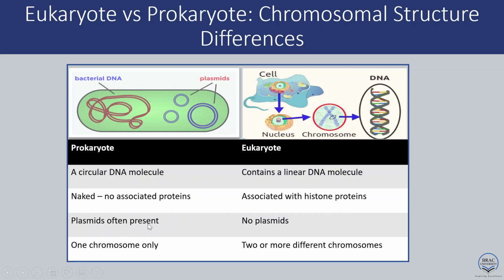Plasmids are often present in prokaryotes, yes, I mentioned that, but eukaryotes usually have no plasmid. A plasmid means one circular DNA. And prokaryotes have one chromosome only, but eukaryotes have more than one. Like us, we humans have a total of 46 chromosomes, or 23 homologous pairs. So moving to the next slide.